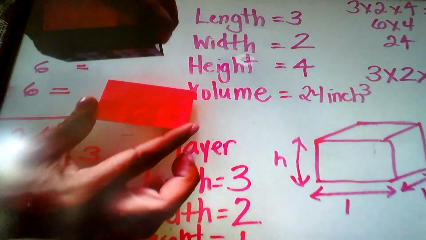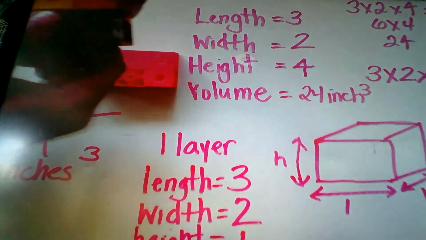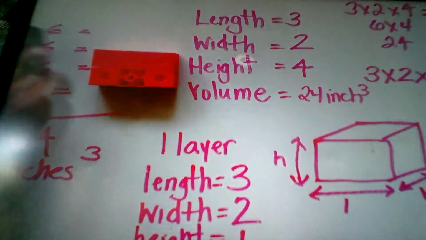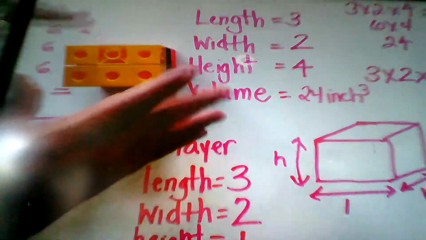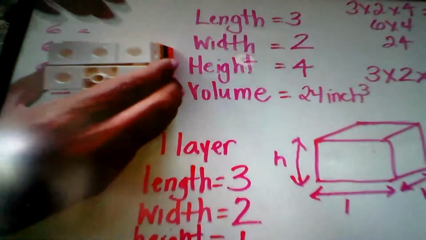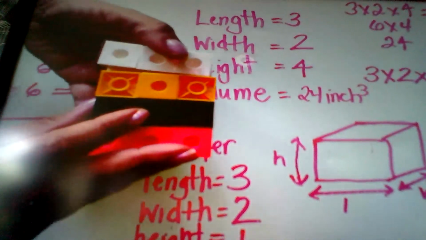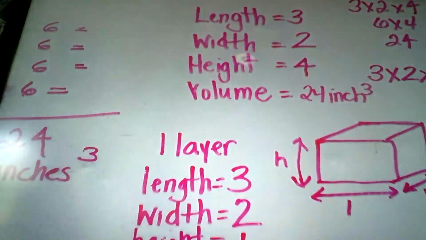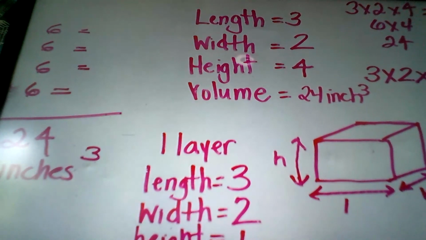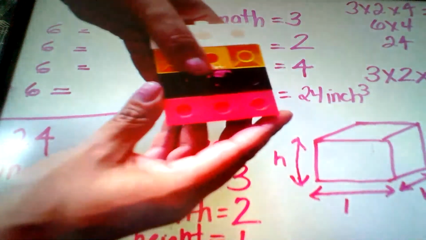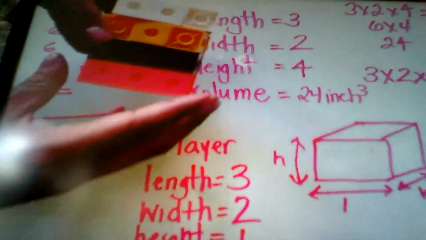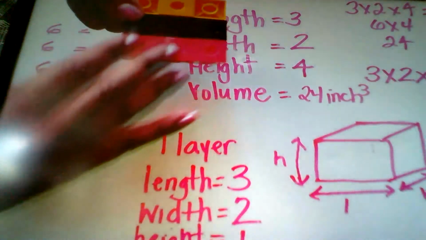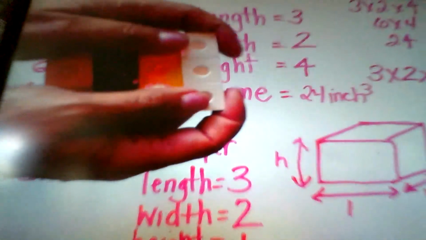Now just so you can see, I'm going to decompose this figure. Here's 6 unit cubes. Here's another 6 unit cubes. Here's another 6 unit cubes. And here's another 6 unit cubes. Thus giving us our volume of 24 cubic inches. So what we did was, we took a figure and we broke it down. We figured out what the dimensions were in this figure, and we used the measurements of each of those dimensions to figure out what was the volume of the entire rectangular prism.